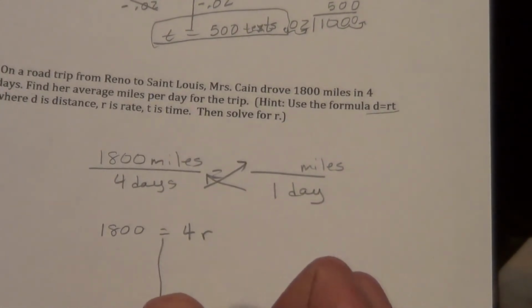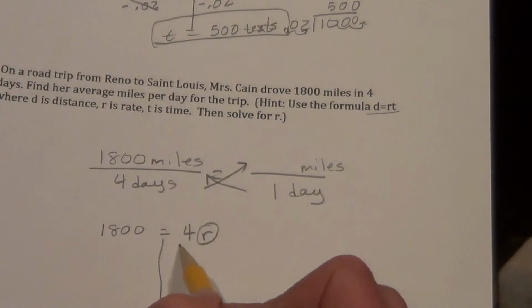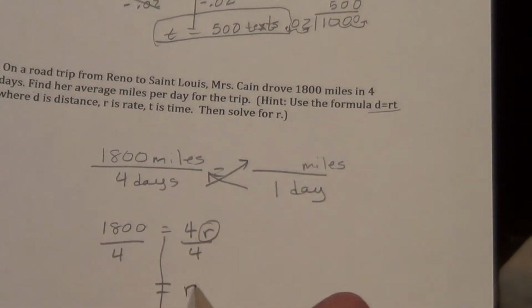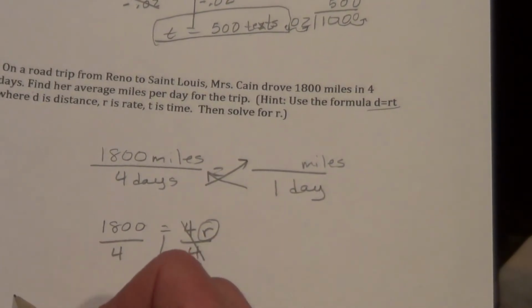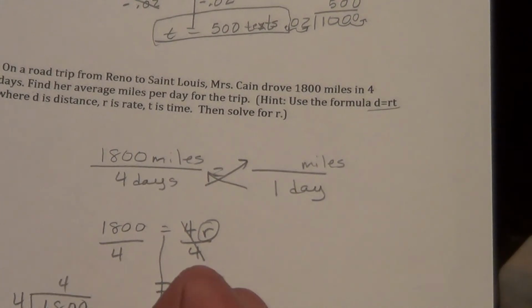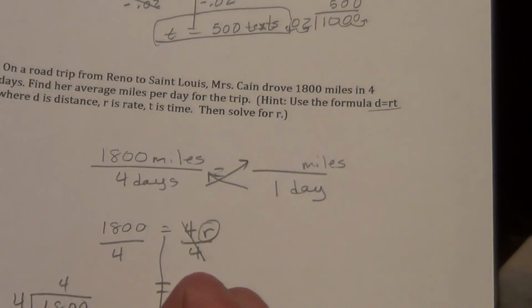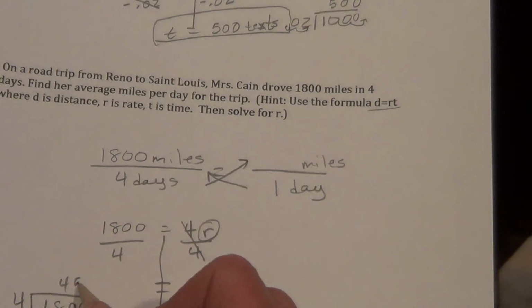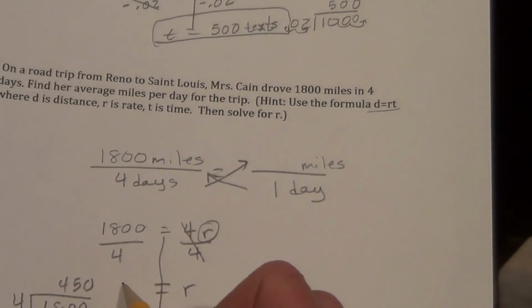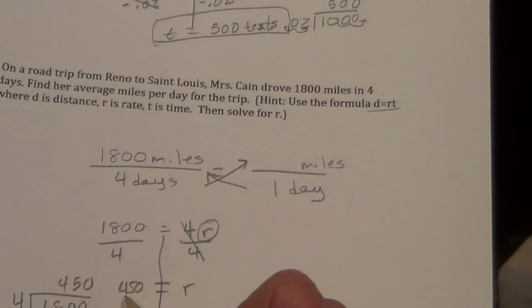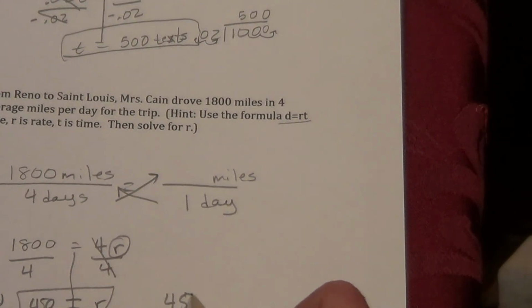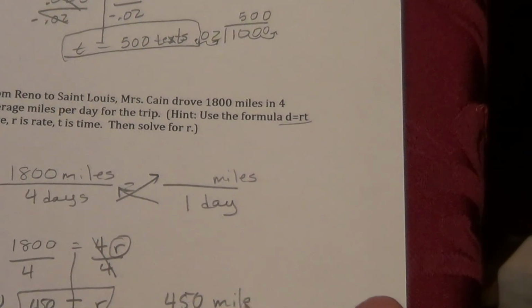So we draw the line, we circle our creepy dude, we divide by 4 on each side, and we find that our rate is, 4 will go into 18 4 times, 16, bring down 20, goes in there 5 times. Don't forget to bring up a 0 as a placeholder there. So Mrs. Kane travels 450 miles per day.